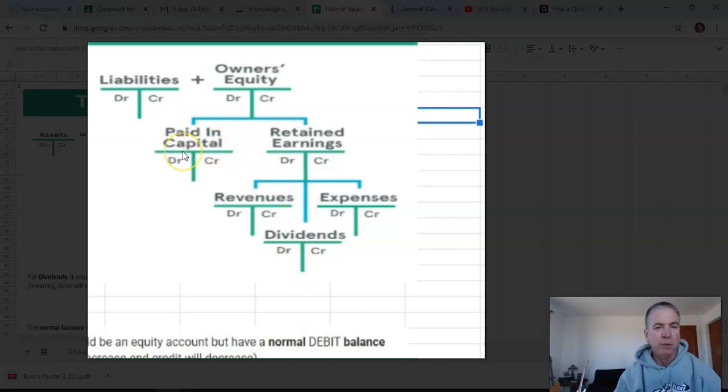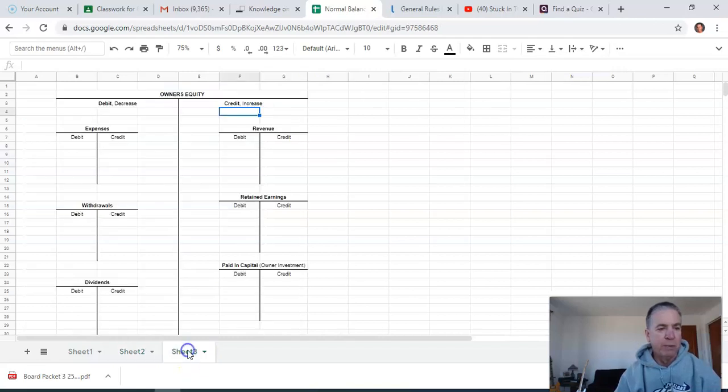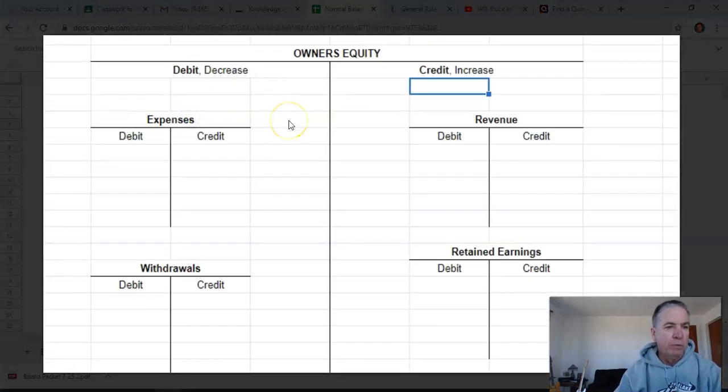So paid in capital, or just capital, represents the owner's investment in a business, and that is classified as an owner's equity account. And a corporation might call it a stockholder's equity account, paid-in capital. So let's take a look at these rules and see why this makes sense as far as debits and credits go. I'll zoom in a little bit more on this. So what I've done is that I have a T account, and then I put smaller T accounts on the normal balance side of the owner's equity account.